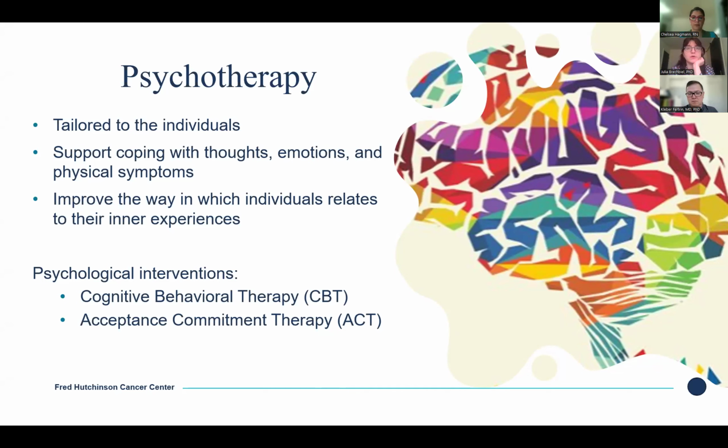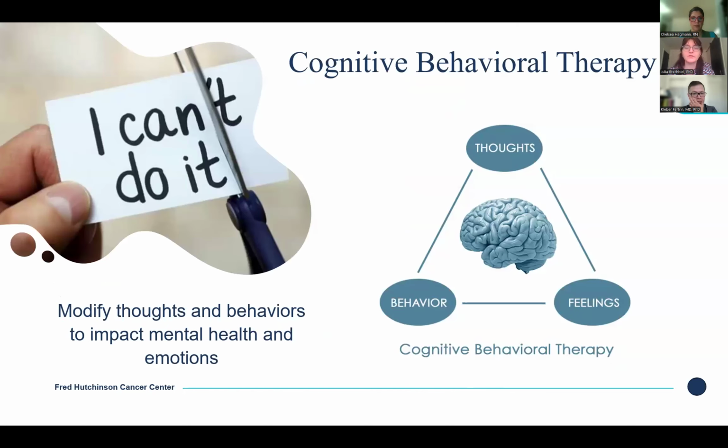And maybe we can't change or improve someone's physical health, but we can help influence or improve the relationship we have with ourselves internally. And so the two big modalities for psychotherapy that you'll most commonly see are cognitive behavioral therapy and acceptance and commitment therapy. Cognitive behavioral therapy kind of sounds like its name. We're really working on understanding how someone's thinking, like, I can't do this, influences their feeling.